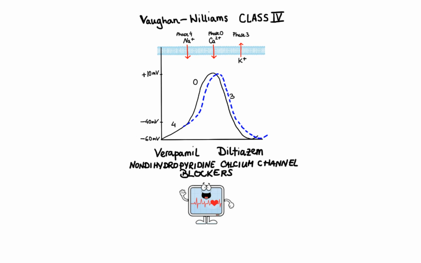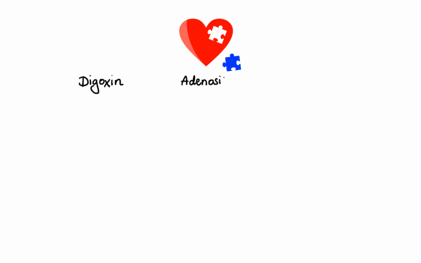And now, before we end this lecture, I wanted to briefly discuss some other antiarrhythmic agents that do not quite fit into any of the classes that we covered thus far. And these are digoxin, adenosine, and magnesium sulfate. So let's talk about digoxin first.